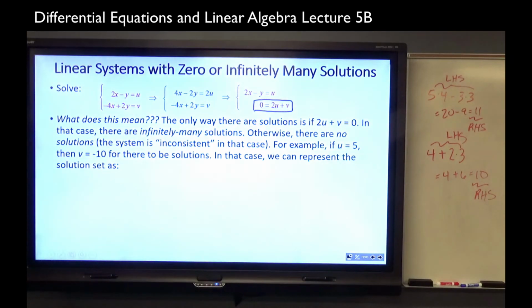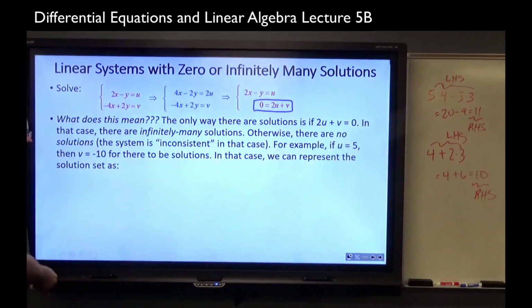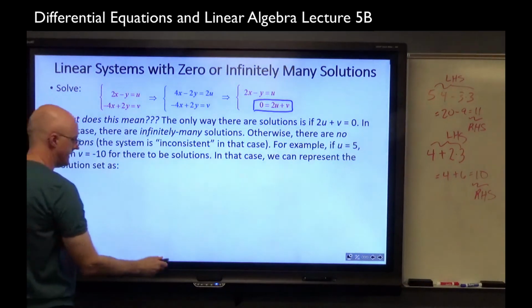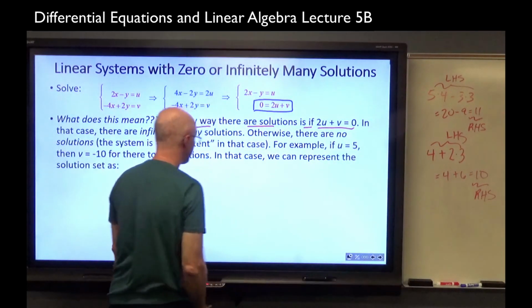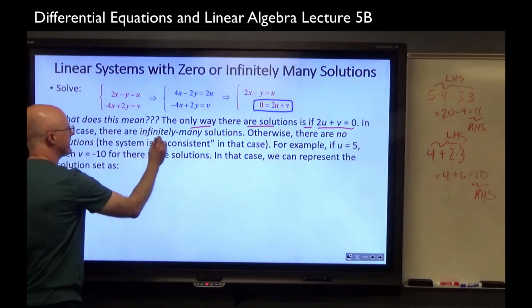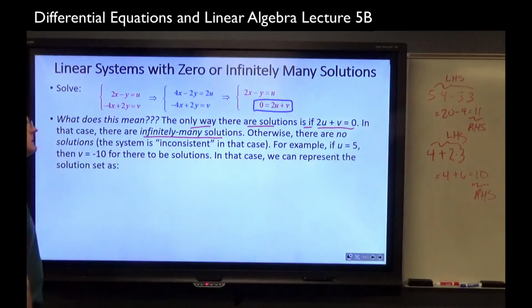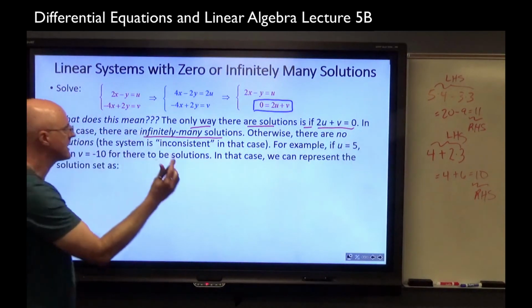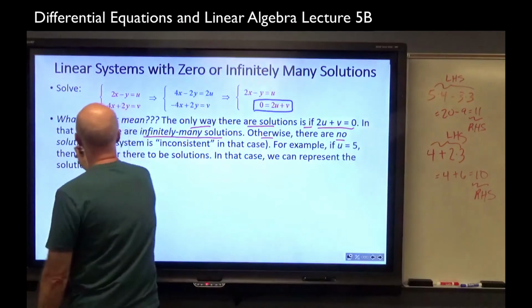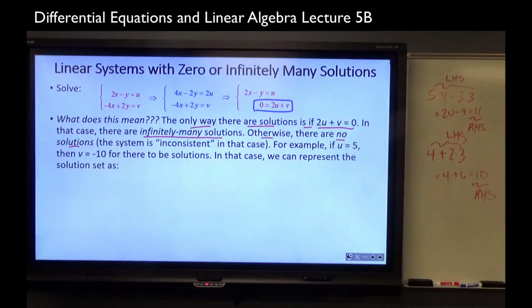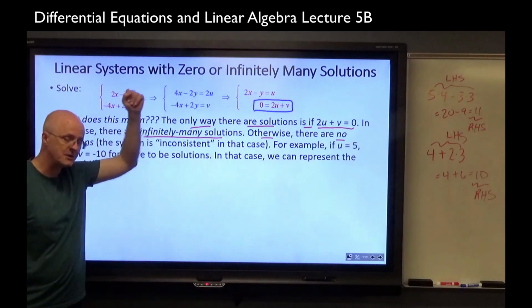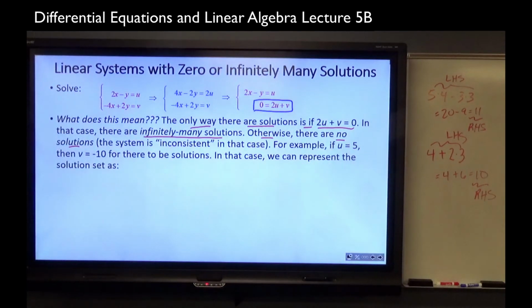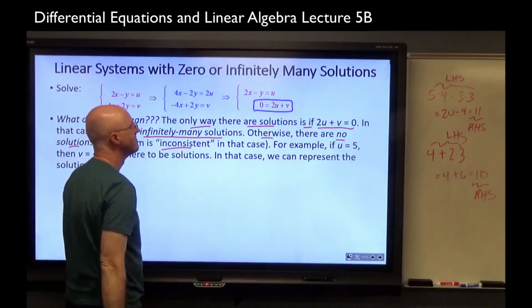Here's what I just said. What does this mean? It means the only way there are solutions is if 2u plus v equals 0. In that case, there are infinitely many solutions all on the line. Otherwise, we get a logical contradiction, and there are no solutions. 0 solutions. I'm saying 0 or infinitely many. I'm talking about the number of solutions. I'm not saying 0 is a solution. In that case, we'd say the system is inconsistent.